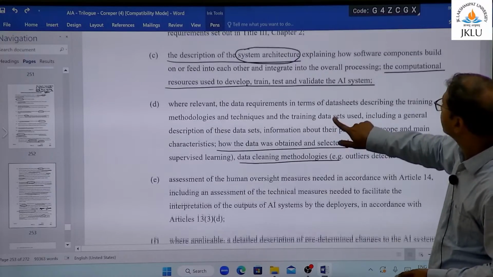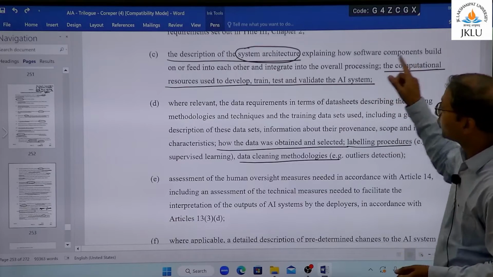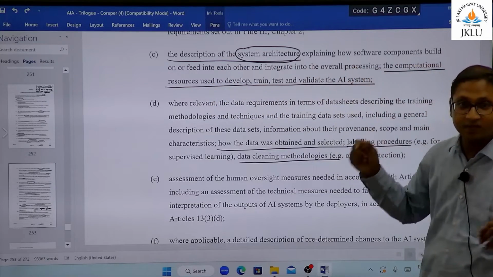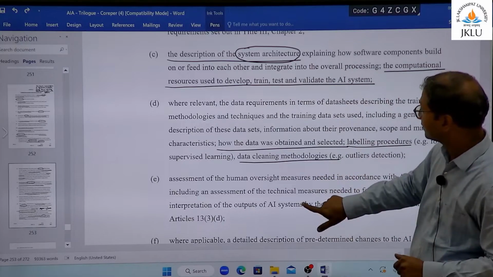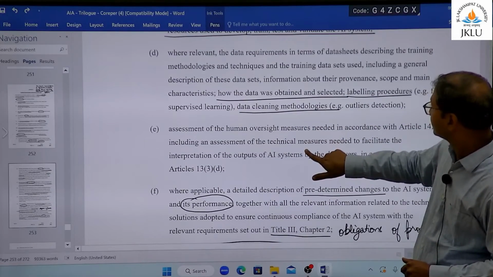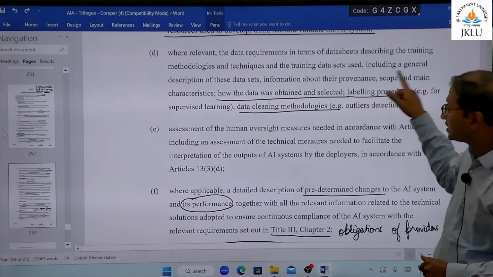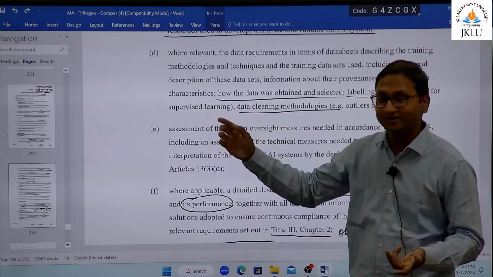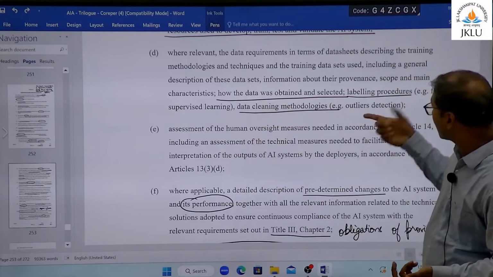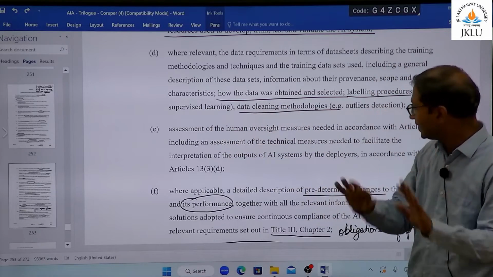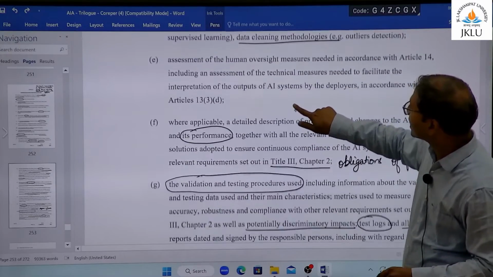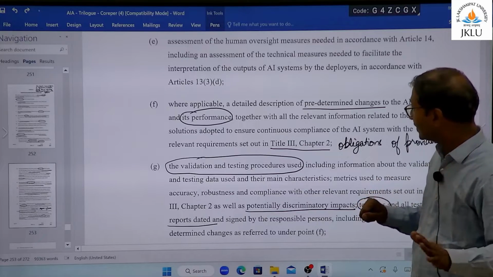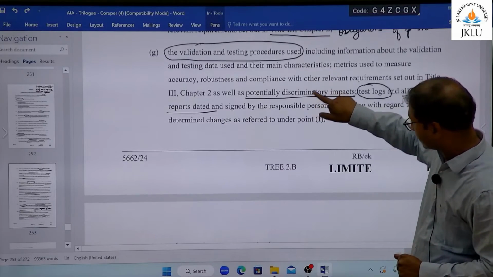Where relevant, the computational resources used to develop, train, test, validate the AI system, GPU and everything. Labeling procedures, for example, supervised learning, data cleaning methods, outlier detection. So basically, if I want to wind up the class now, you have to keep a record of everything and document everything, not just keep a record of it.